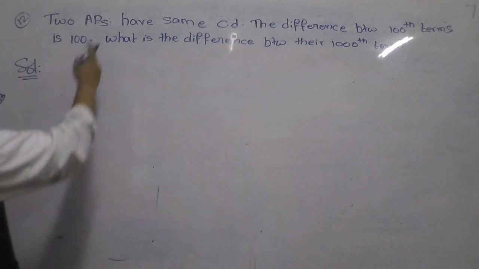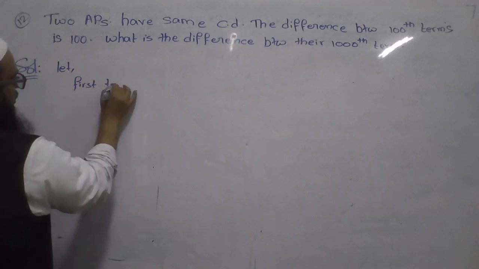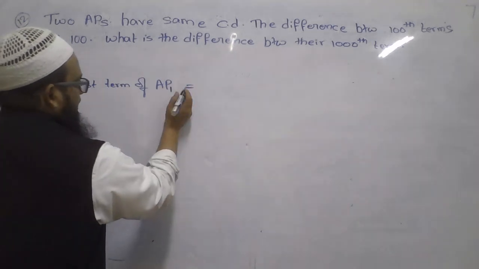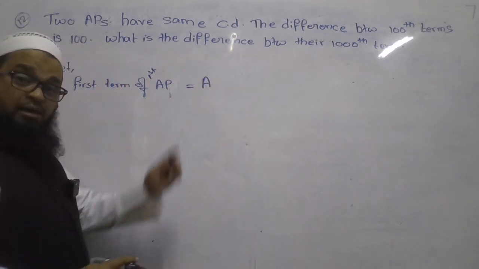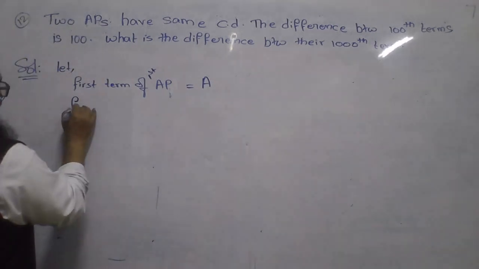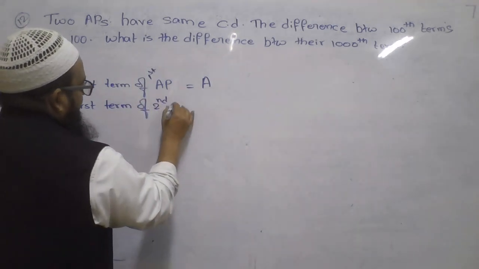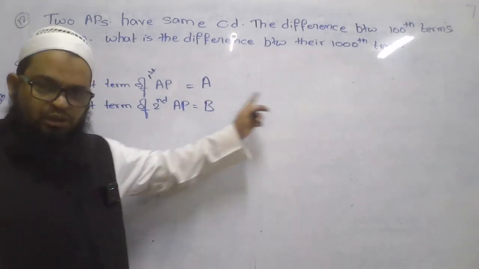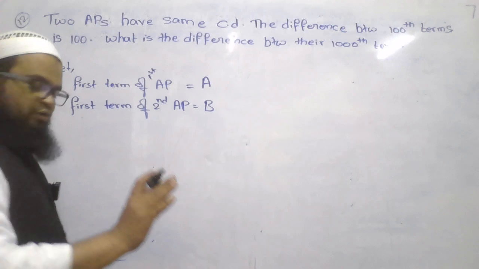Solution. So, he didn't give any APs, right? Let the first term of the first AP be A. So the second term will be A2, the third term will be A3, and so on. Now the first term of the second AP, let us take it as B. So the first term is B, the second term will be B2, the third term B3, the 100th term B100, the 1000th term B1000, and so on.